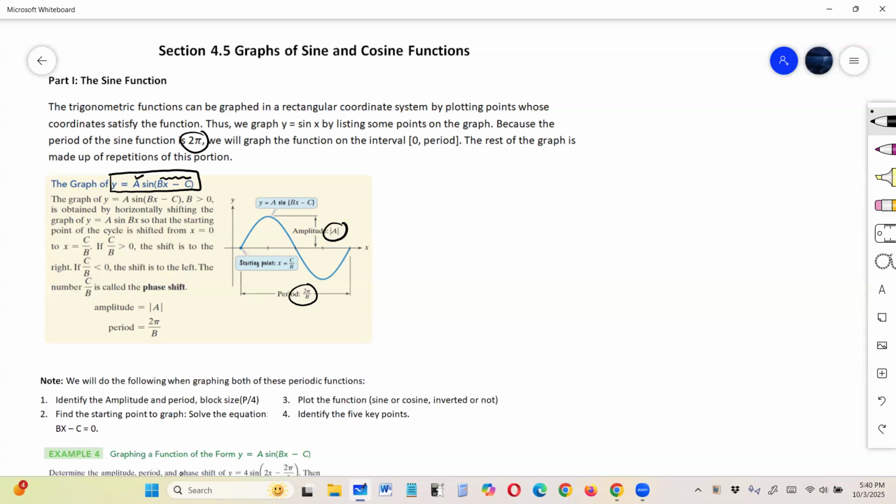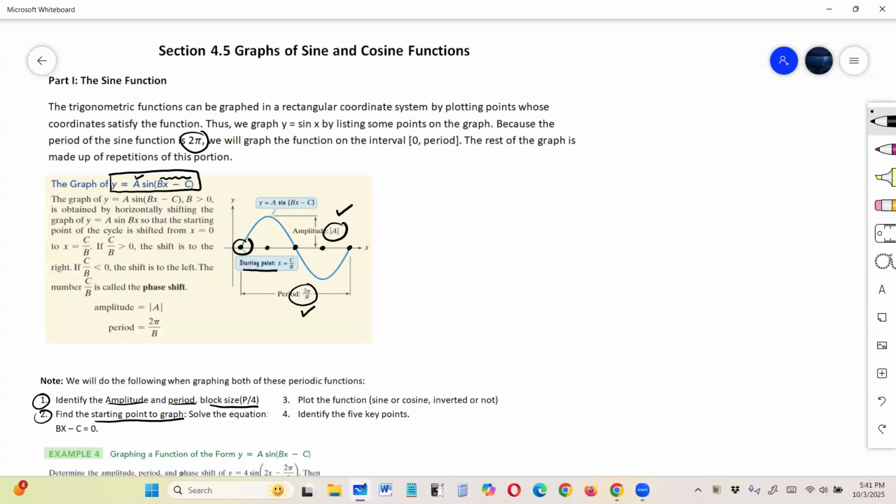Now, in graphing these functions, sine and cosine, we're going to need the amplitude, we're going to need the period, and we're going to have to graph 1, 2, 3, 4, 5. These are the 5 key points. So take a look at my notes right here at the bottom. So first, we'll identify the amplitude, the period, and the block size. I'll tell you what that is in a minute. We're going to find the starting point where we're going to graph. This is the starting point.